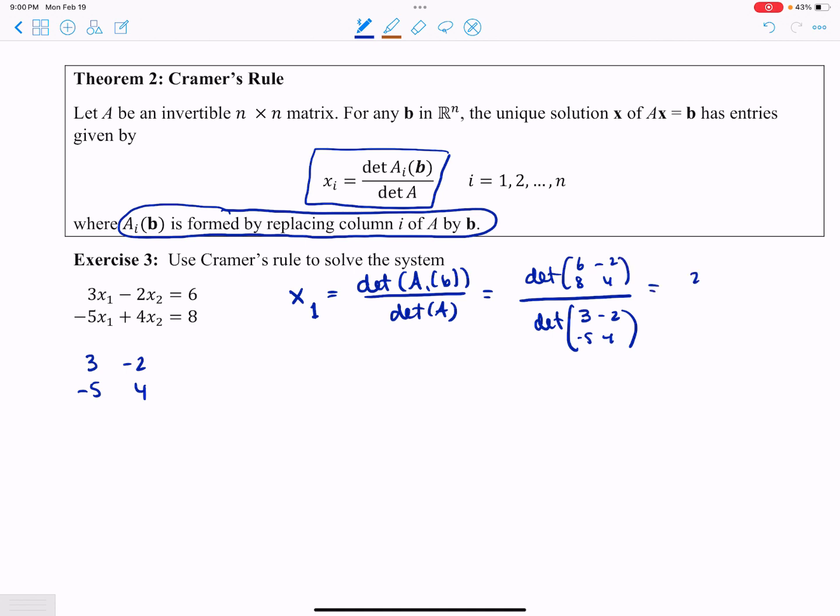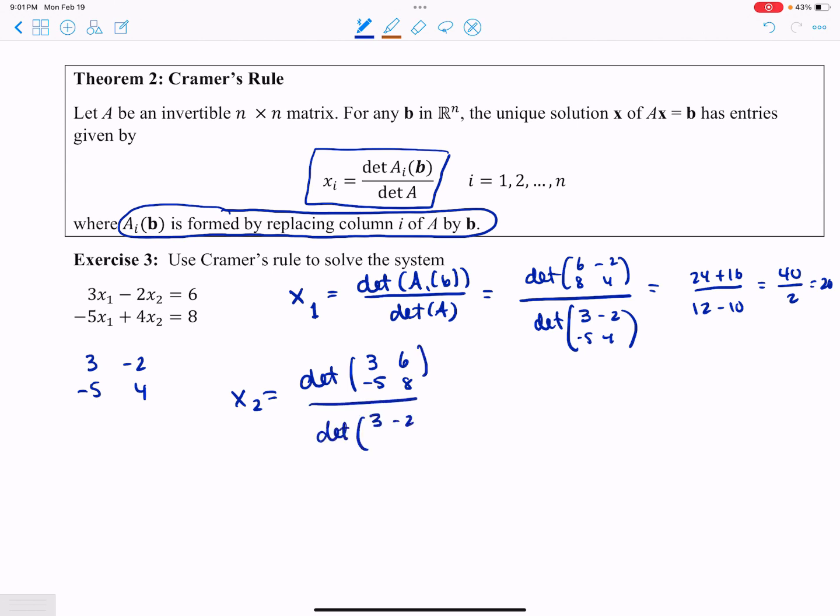So we have 24 plus 16 over 12 minus 10. So 40 over 2, which is 20. So my x1 is 20, and then x2 would be the determinant of 3, -5. Replace column 2 with your right-hand side, divided by the determinant of the coefficient matrix.